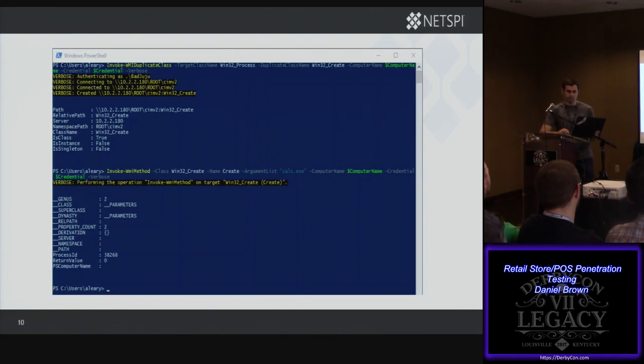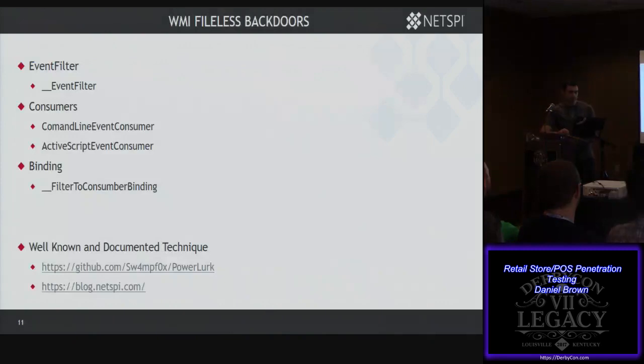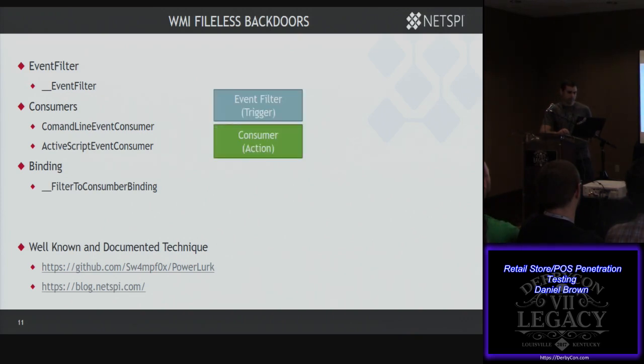That's cool, but it's not a backdoor. The fileless backdoors in WMI primarily come through event filters, event consumers, which is the action that's taken, and then the binding, which takes the trigger and the consumer and pulls them together. Primarily, when it comes to consumers, we see for persistence the command line event consumer, which launches a command line command, and then an active script event consumer, which launches some Visual Basic code. This is a pretty well-known technique. There's a great framework called PowerLurk that came out a couple years ago to automate this.